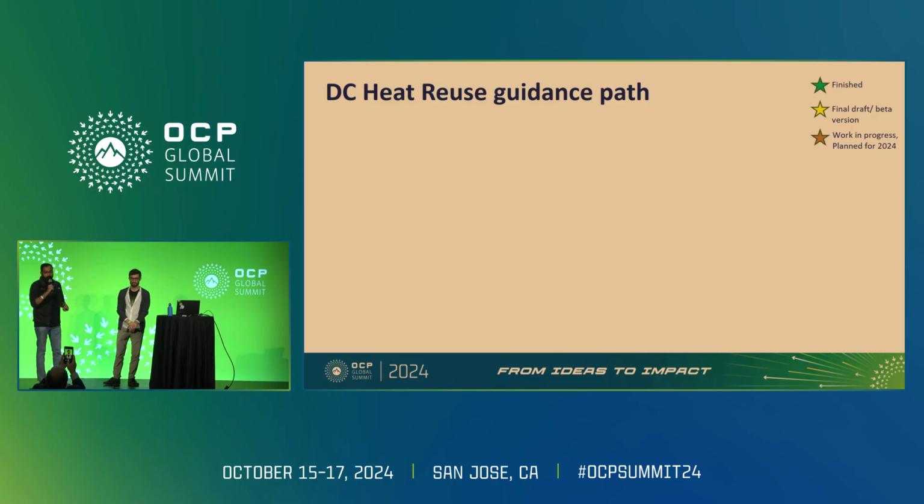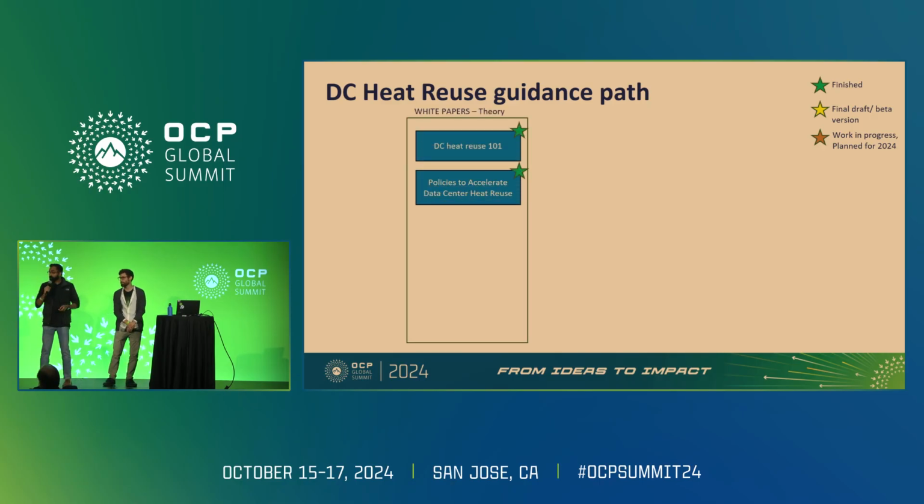Okay, so how are we approaching this? We have this guidance path, and we have developed white papers in the past, which actually talk about the different challenges and opportunities of enabling waste heat reuse at scale. And we have also published the policies and regulations happening across the globe. And please feel free to check that out. And we wanted to constantly update the policies and regulations as they shape up in different parts of the globe.